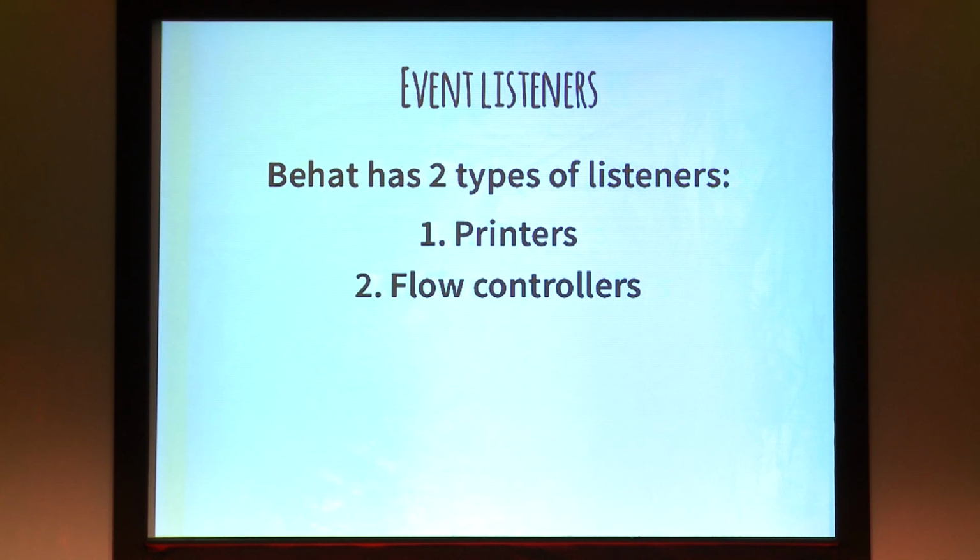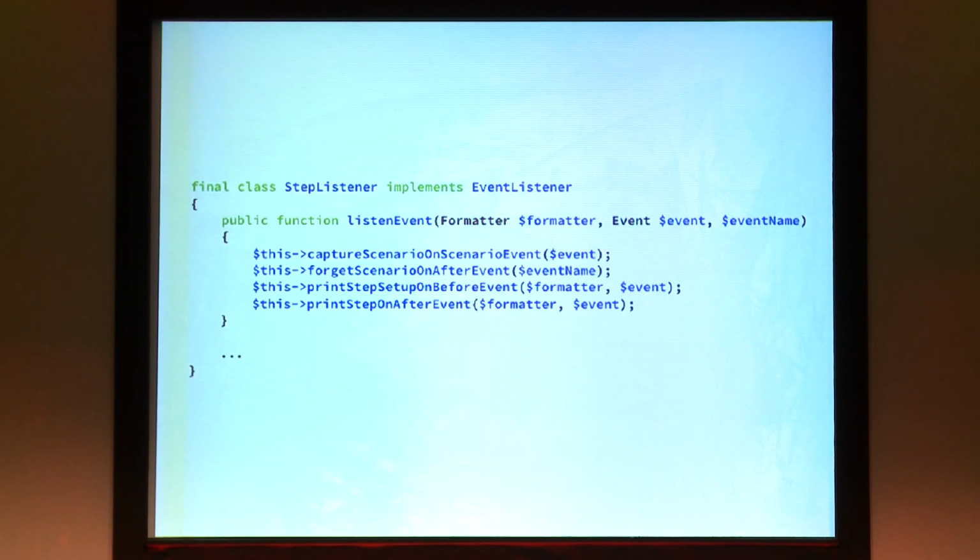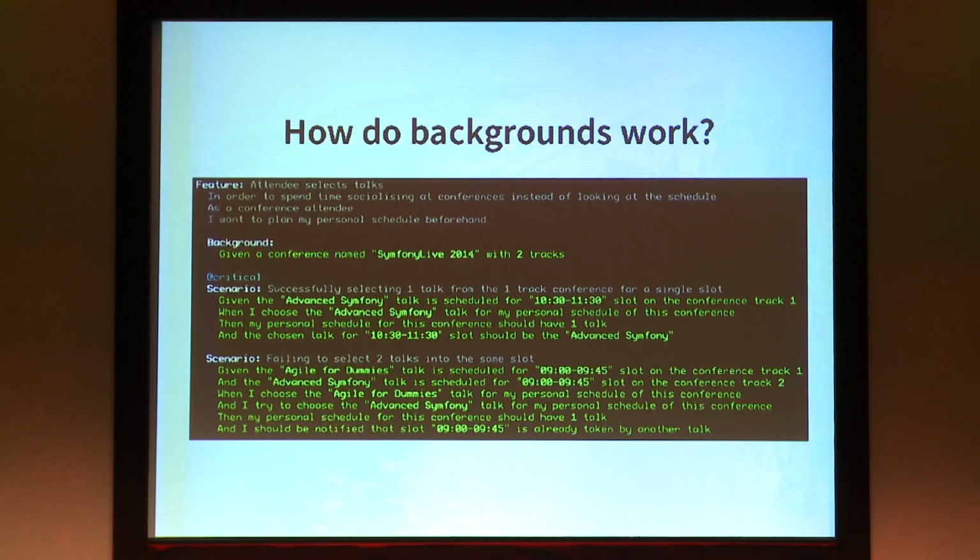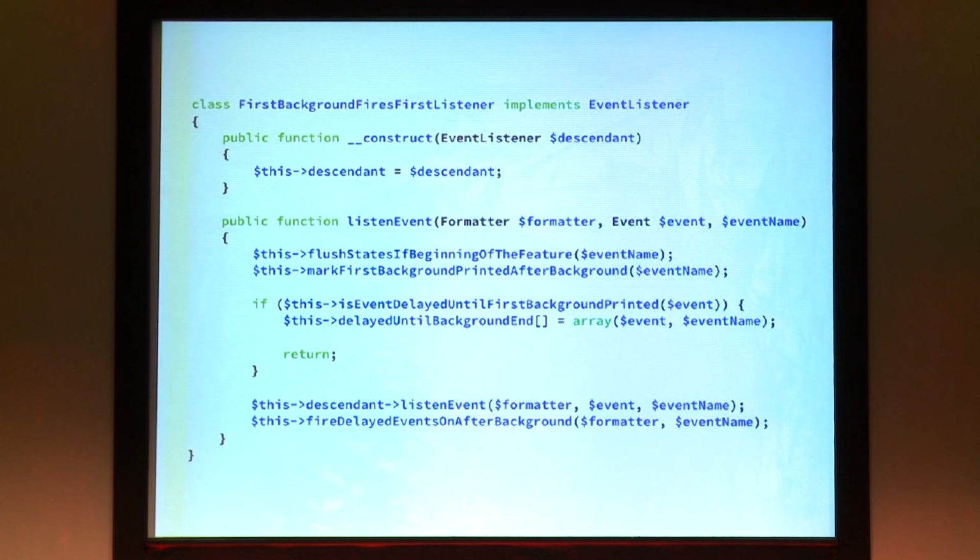So BEHAT has 2 types of listeners. There are printers, output listeners, printers and flow controllers. So here's the printer, step listener. All it does, whenever it receives the step event, it just prints it. That's it, very simple, right? Received an event about a step being tested, print the step out. No logic, no control. But then, how does this background work? Because we know that we kind of print this step before the actual scenario. How does it work? Well, that's why we have flow control listeners.